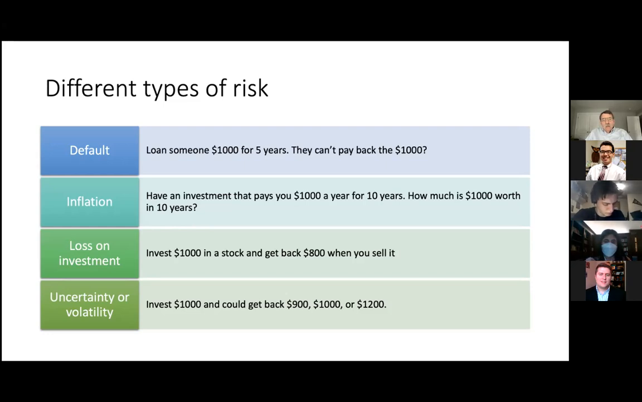And then most people define another type of risk as volatility. That's the probability of different returns. So you invest $1,000 and you don't know if you're going to get $900 or $1,000 or $1,200 back. So you have this volatility of return. The classic example is the stock market. Stock market goes up or down every day. And you can measure how much it goes up and down every day. And that will tell you how volatile the investment is.